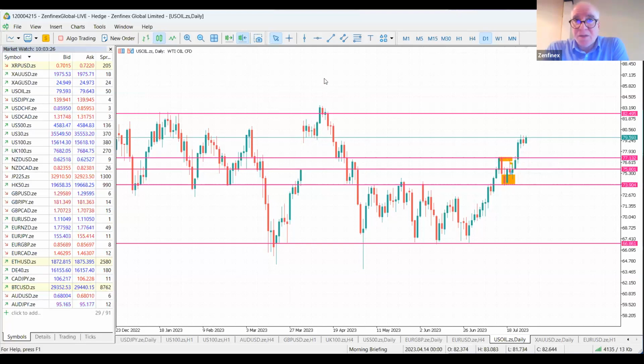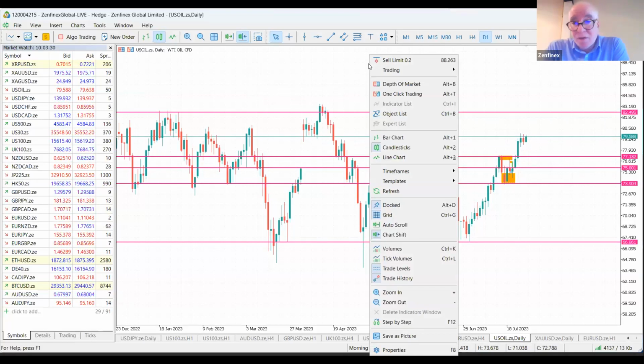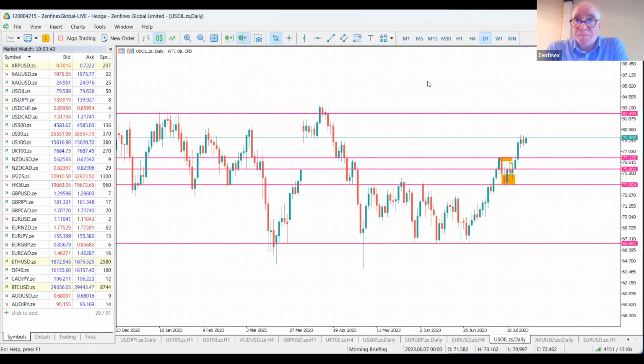As I think I mentioned when I did this before, let's just get rid of everything and we'll do a bit of a top down on oil, gold, and the euro dollar. If there are any other pairs that you want me to look at, I've got about 30, 40 minutes, so we can go through a few of them. But again, those of you who watch my previous webinars, you'll know what I'm about to do.